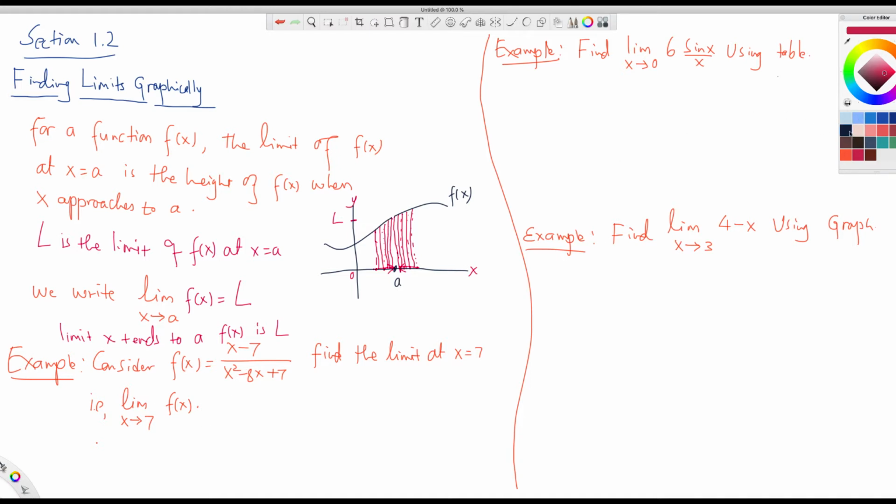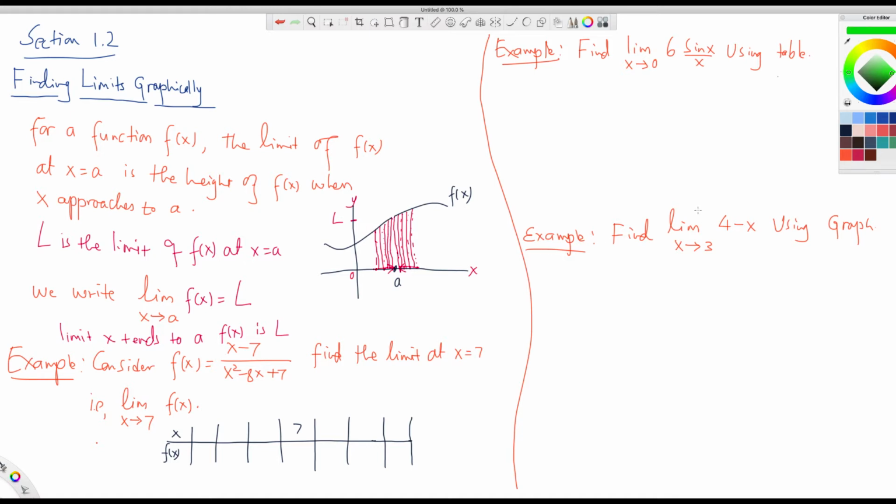I want to make a table, a horizontal table here. So this is x, this is f(x). I want to go to 7, so let me put that 7 in the middle. I want to go to 7 from the left side and the right side, and then check the height of the function close to 7.